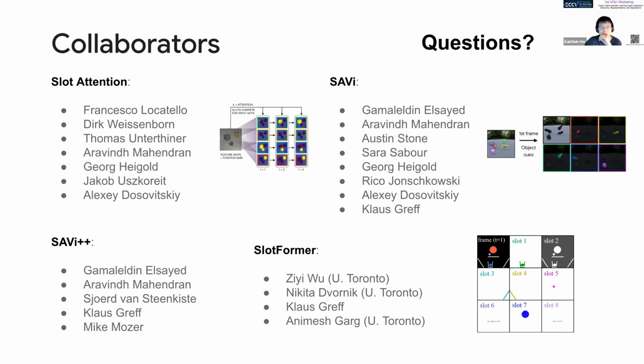Yeah, I'm seeing one question from the audience. Is it possible to also model the relationship among the slots? For example, the objects in the scene may have spatial relationship or other semantic relations. Yeah, that's a great question.